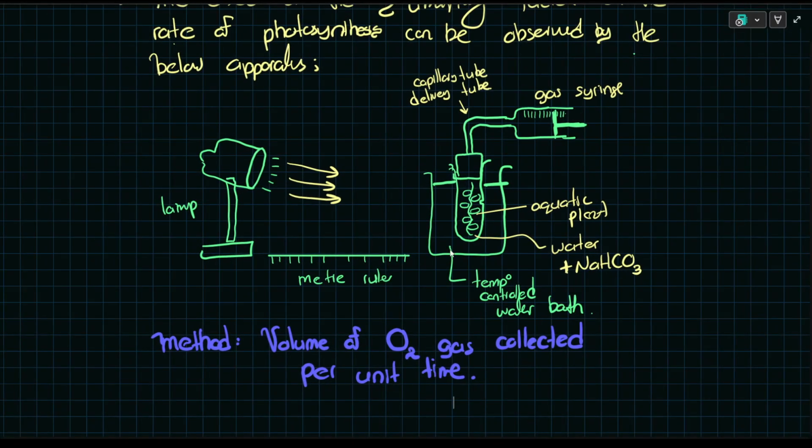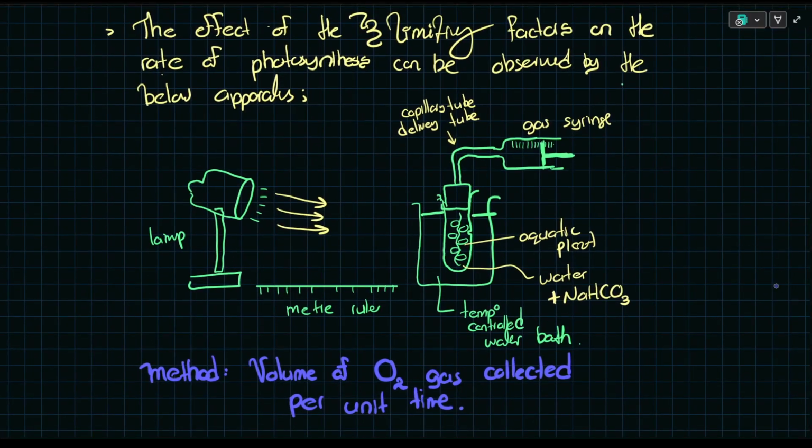If you paid attention to this arrangement, you can clearly see we have a method to collect some form of gas here. Now, what gas does photosynthesis produce? What gas is photosynthesis very well known for producing? That is oxygen, not carbon dioxide, okay? That's respiration. We produce carbon dioxide in respiration. In photosynthesis, we produce oxygen.